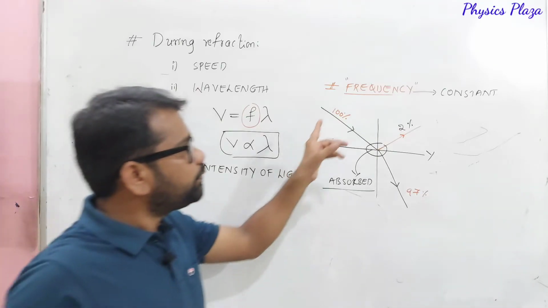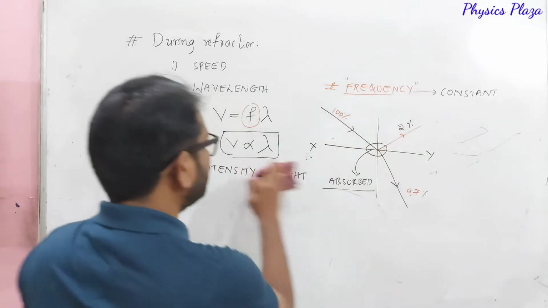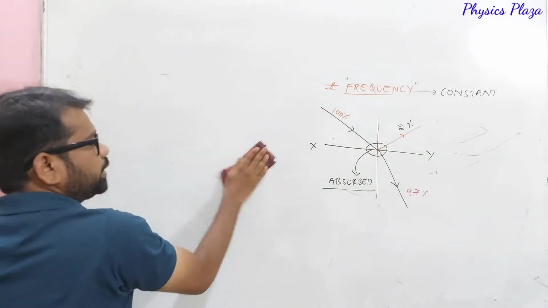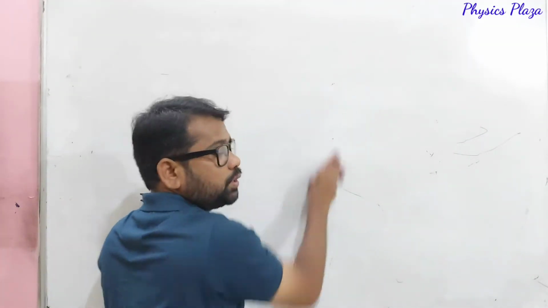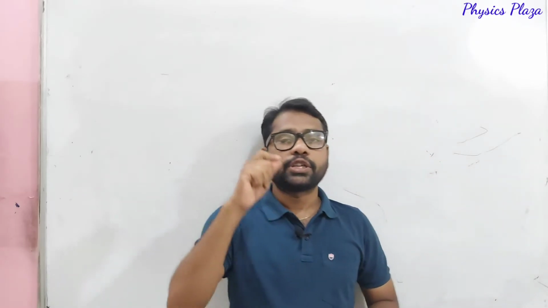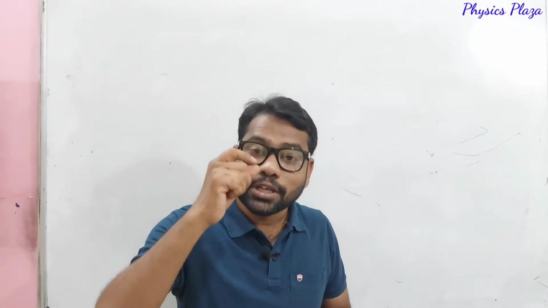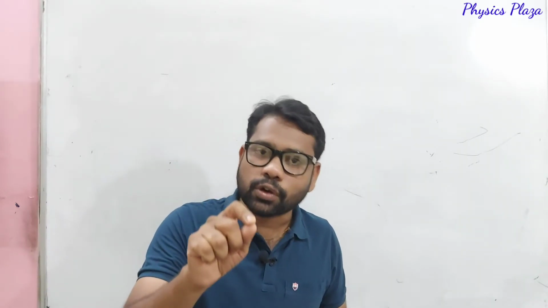But the frequency of light remains constant. Why does frequency of light remain constant, dear children? Because frequency is the number of waves per second. Whether it is rarer to denser or denser to rarer, the number of waves won't change. And moreover, frequency of light is a characteristic property of the source of the light. As long as the source of the light is the same, the frequency remains constant.